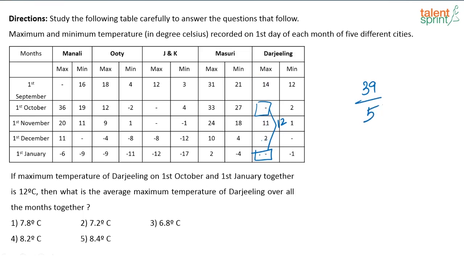What is that? That is going to be 7.8. Correct? 39 by 5, 7.8. Option 1 is your answer. See, this question is just attention to detail question. It's a very, very easy question. Mark scoring and such questions, if they come in the examination, please do not skip it.